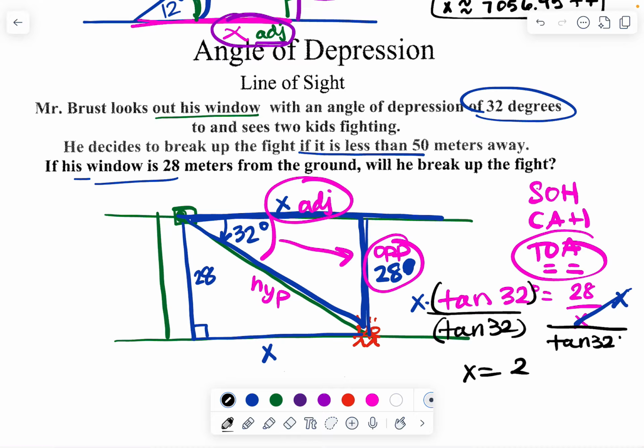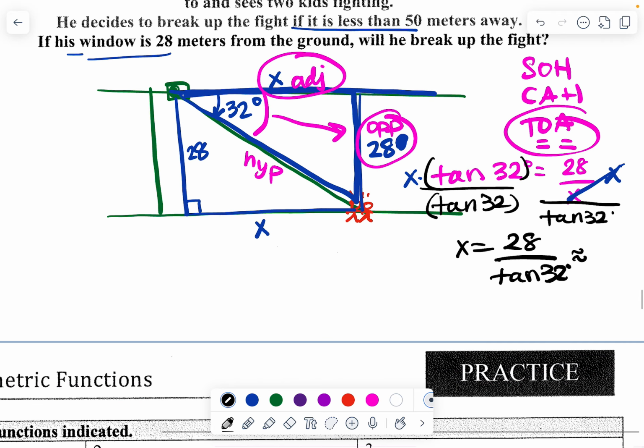So we get x equals 28 divided by the tangent of 32 degrees. Put that in your calculator just like that, and we get approximately 44.8 feet. So since the fight is less than 50 away, Mr. Brust will go break up the fight.